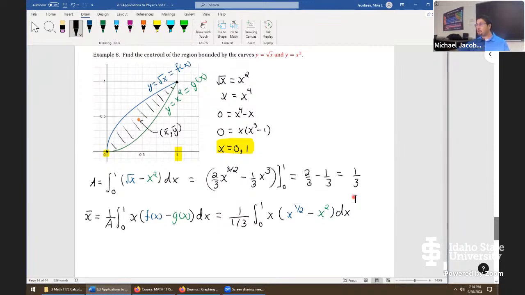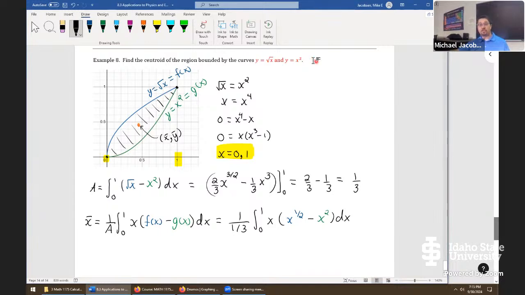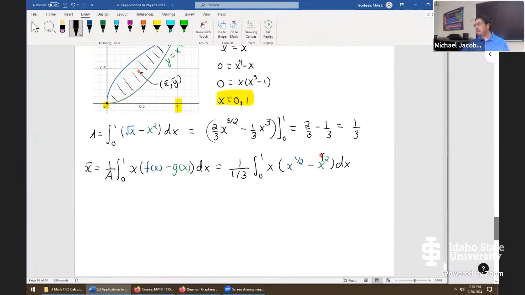If this was really a true exam question, I might add instructions that say, find the first coordinate of the centroid, referring to x bar, or maybe just find the second coordinate, something like that, so it's not as long of a problem. But now in this format, we need to distribute x through before we can collect an antiderivative.